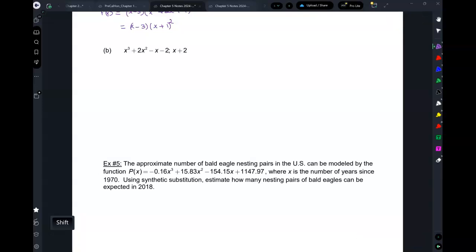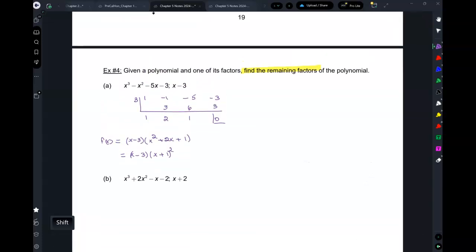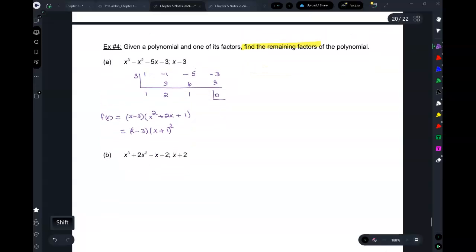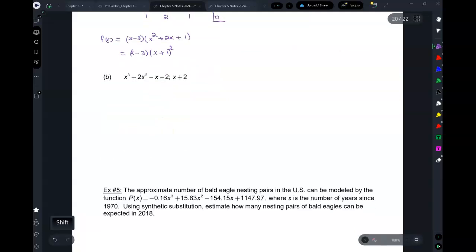Well, what does it say? It just says find the remaining factors. These are the factors. It doesn't want the zeros. It wants the factors, so we're good. For now, you could just say negative 3 and negative 1. A positive 3 and negative 1, yeah. For now, yeah.